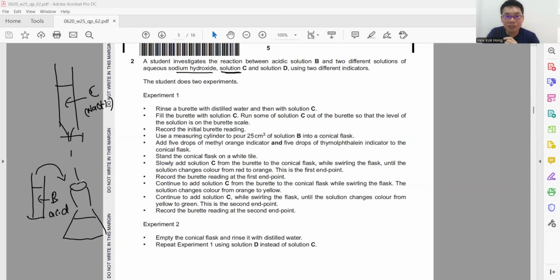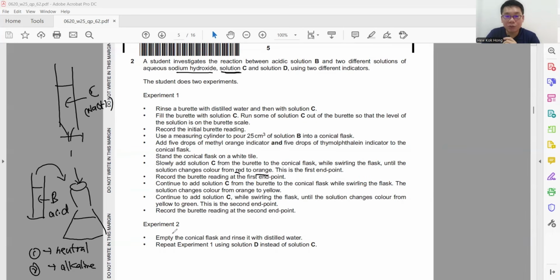Slowly add solution C from the burette to the conical flask while swirling the flask until the solution changes color from red to orange. This is from acidic to neutral. This is the first endpoint, and then record the burette reading at the first endpoint. Continue to add solution C to the conical flask while swirling the flask. The solution changes color from orange to yellow, which means it becomes alkaline. Continue to add solution C while swirling the flask until the solution changes color from yellow to green. This is the second endpoint. Record the burette reading at the second endpoint.